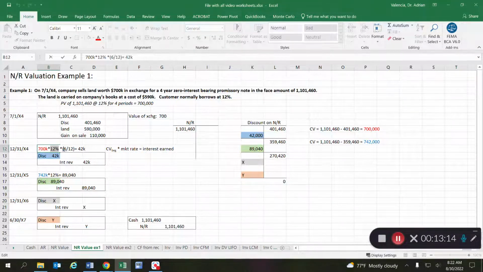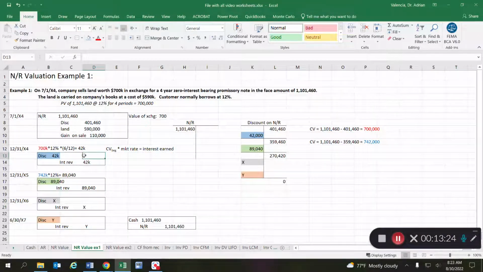So that's 12%, and then since this is for half a year, 6 months out of 12, then we do that time factor adjustment. And this gives me $42,000. So I will reduce the discount for $42,000, and I'll recognize interest revenue of $42,000. And if you want to keep track of this, I've posted it here in the discount account, and then that gives me an ending balance of $359. And this $359 is important because that's going to help me determine the carrying value for the next period.